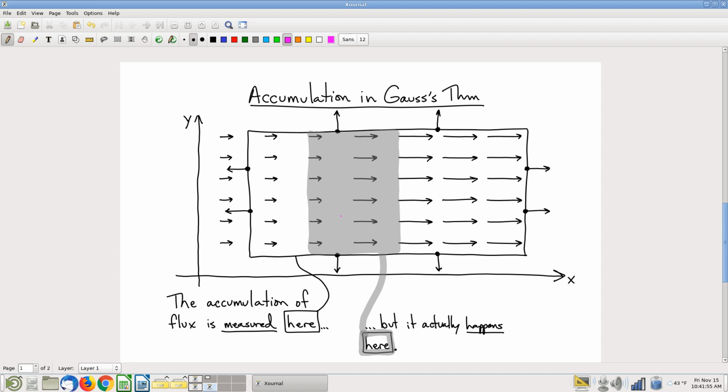Here we're not measuring change. Here we're measuring boundary flux. That's our accumulating quantity, boundary flux. So here's the boundary of a region. It's outward oriented, of course.